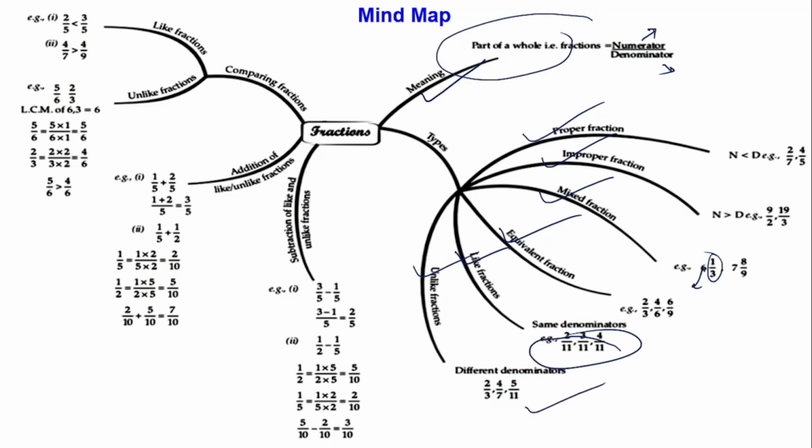Also know the addition. How to add? Addition is easy if the denominator is the same. First remember that like fractions can be added or subtracted. Suppose the numbers are 3 by 5 and 1 by 5. How to solve? Only write the denominator, that is 5, and only subtract the numerators, 3 minus 1, that is 2 by 5. Now 1 by 2 minus 1 by 5. They have different denominators. How to solve? If the denominators are different, first we make the denominators the same.